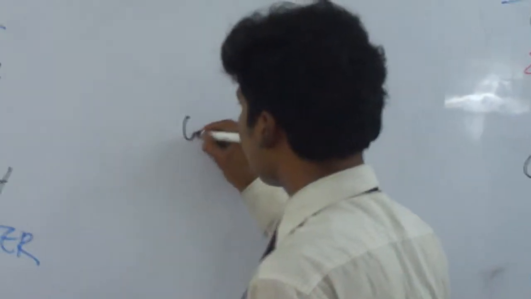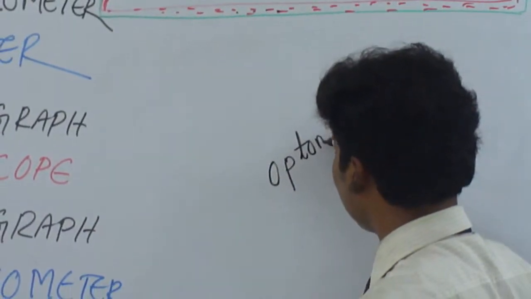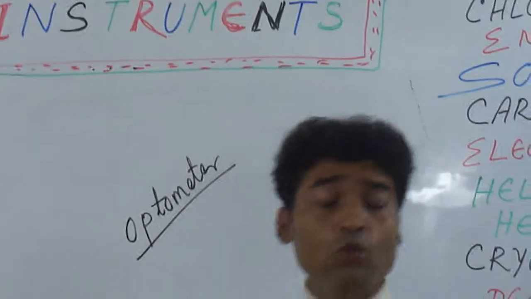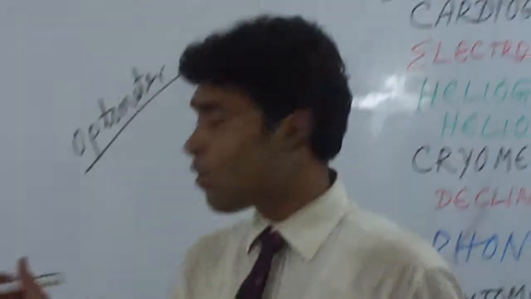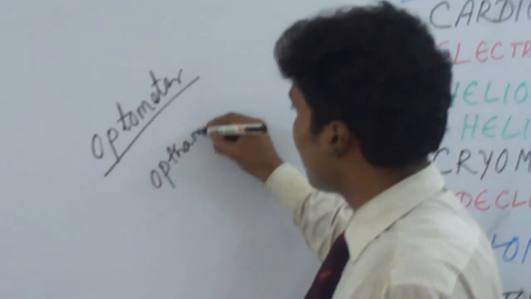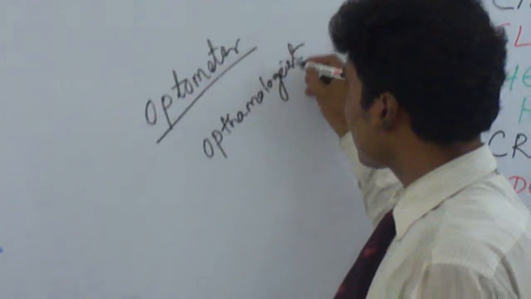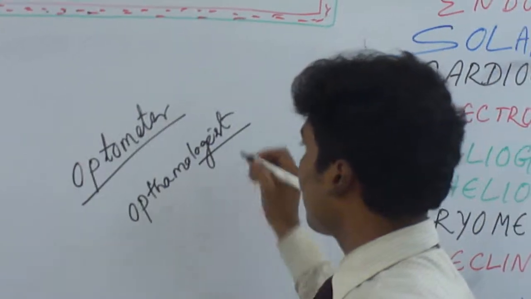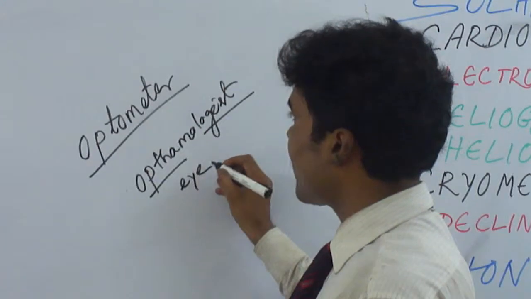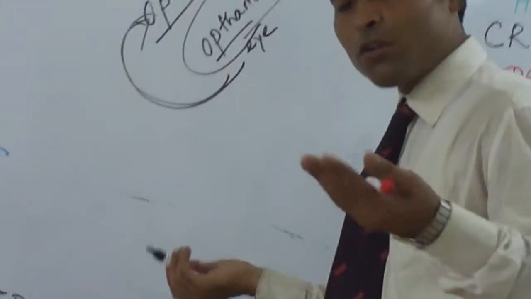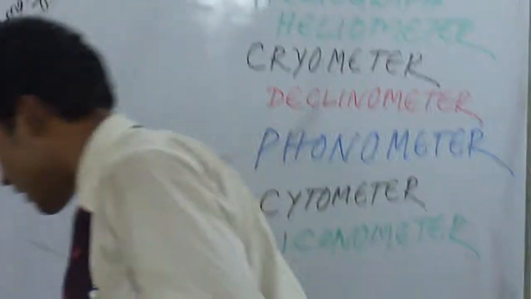Testing eyes. You might have seen many doctors using an optometer, right? Optometer is one instrument used by an ophthalmologist. Ophthalmologist, O-P-T-H. So, logist means one scientist or doctor, or one who studies or researches, right? Ophtha means eye. So, an eye doctor uses your optometer. So just keep in mind, optometer, ophthalmologist, like this, nothing else.